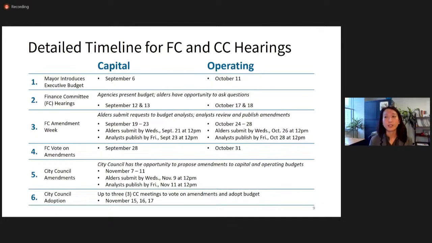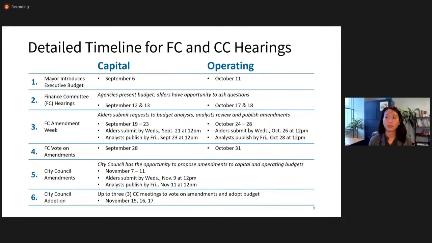And then the Finance Committee has a week to submit requests for amendments to the budget. So this can be adding services, reducing services, or reallocating resources. This process has already been completed for the capital budget, but the operating budget amendments will happen later this month. And then the Finance Committee votes on the amendments. On the operating side, that will happen on Halloween, October 31st.